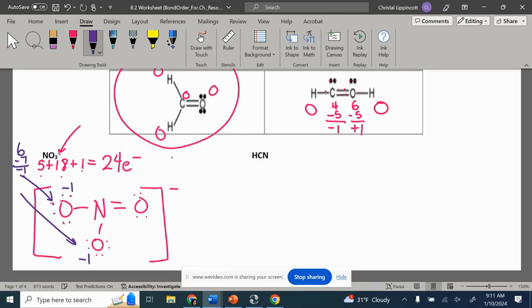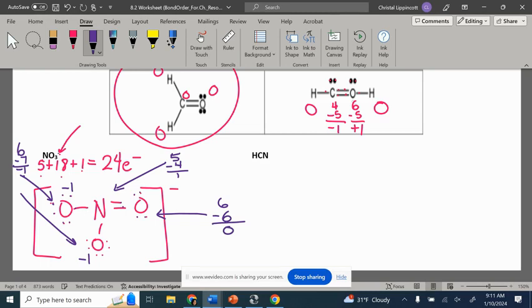All right. Let's look at our nitrogen. Nitrogen should have 5. It has how many? 4. So it has a formal charge of +1. This oxygen should have 6. It has 6. 1, 2, 3, 4, 5, 6. So it is at 0.